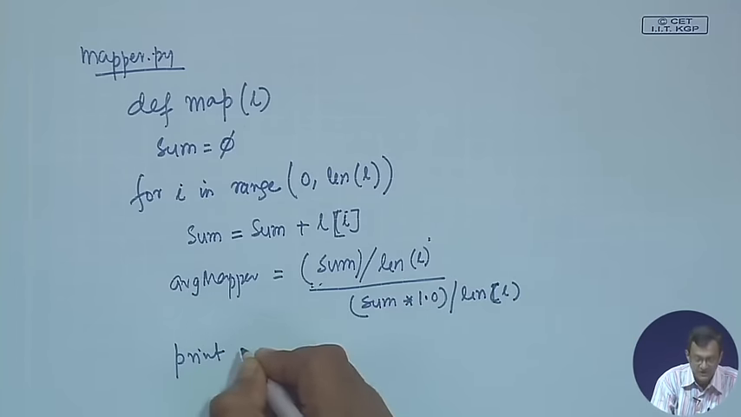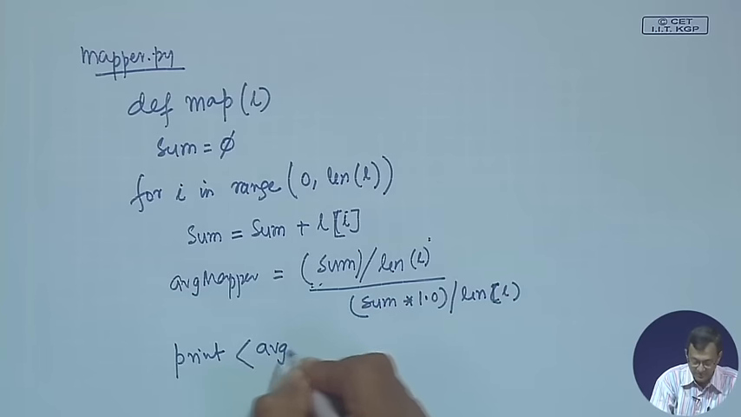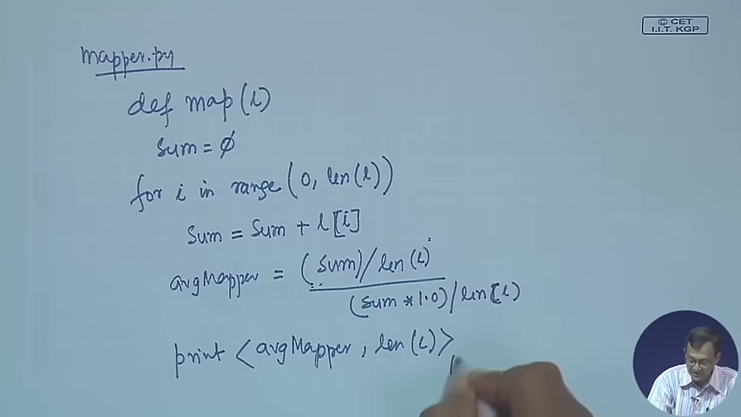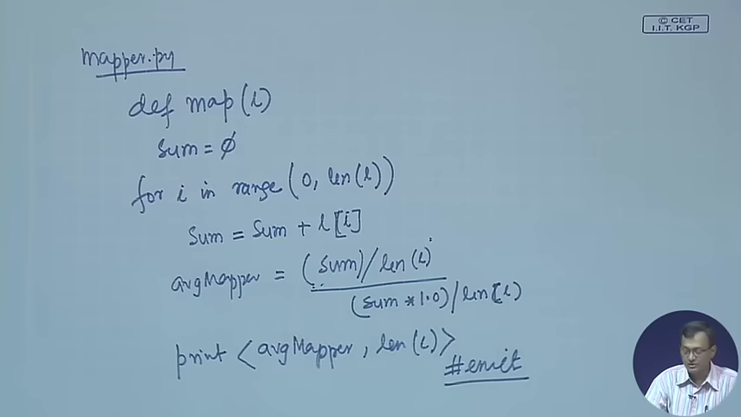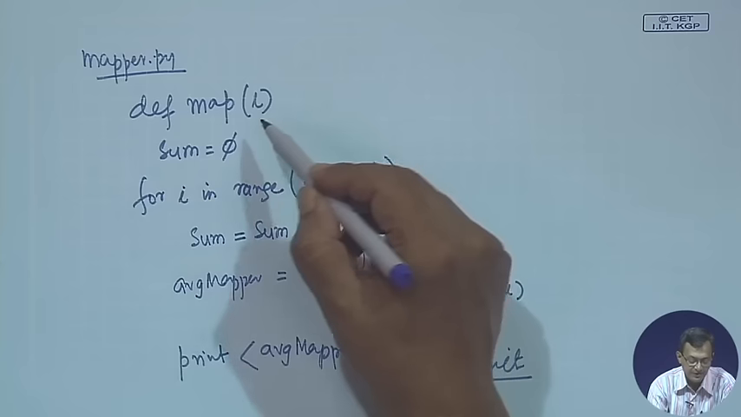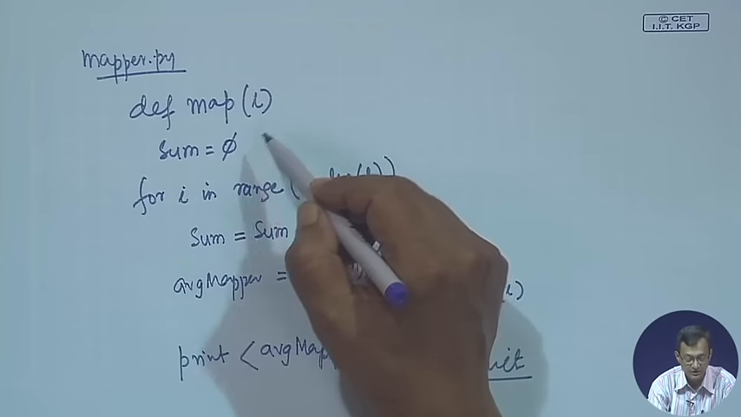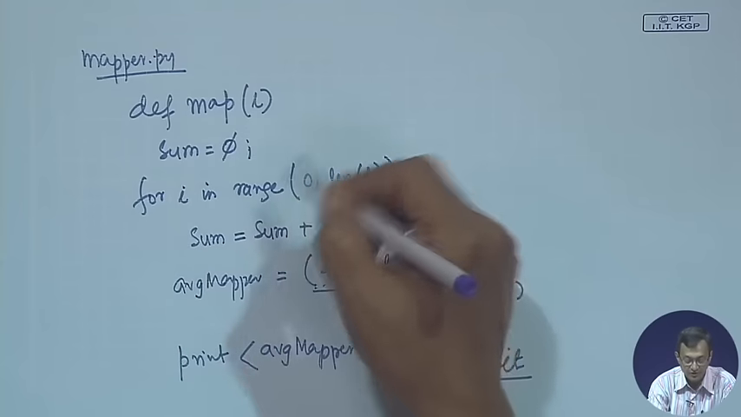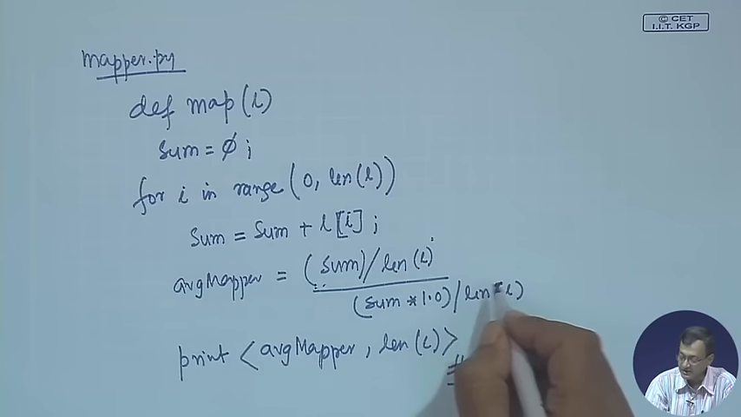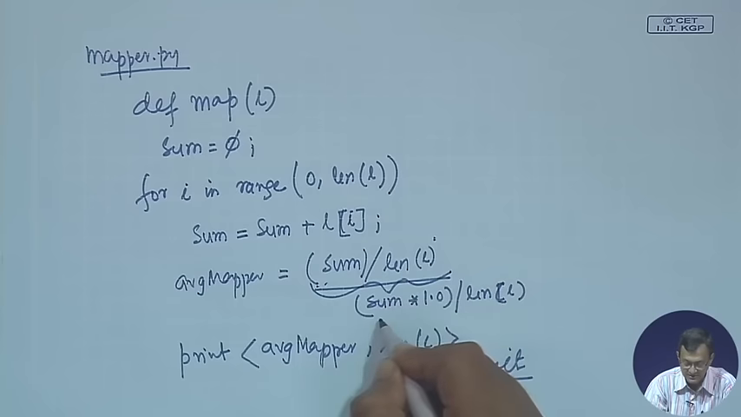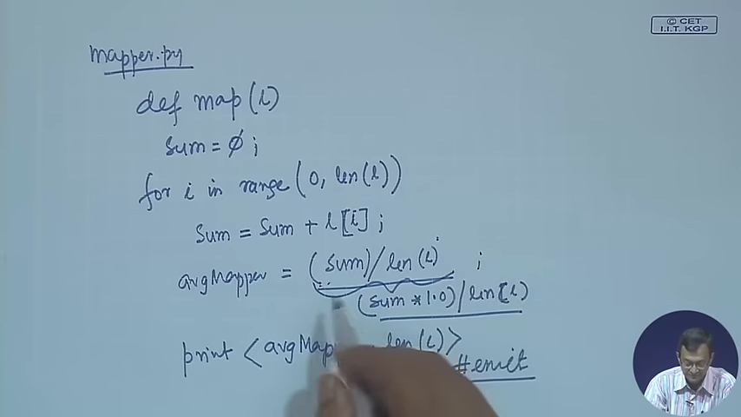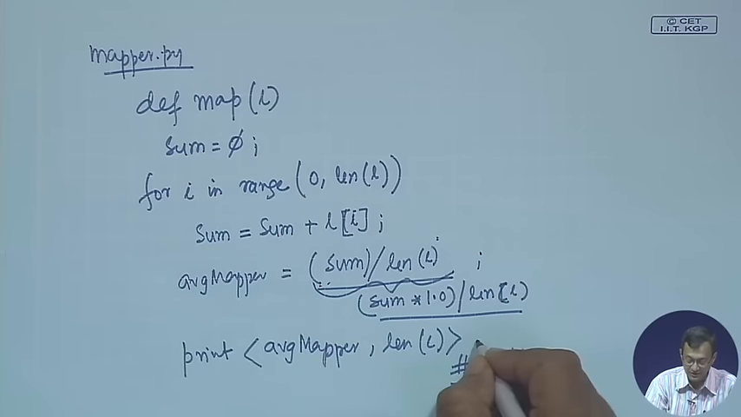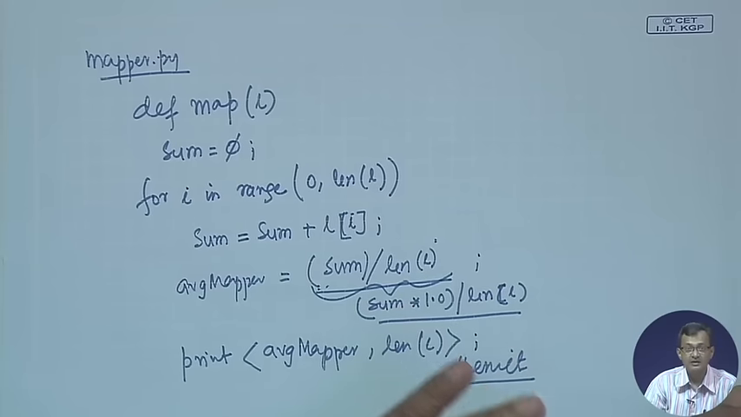Let us use the print function to output this to the local file system. The command may be different if you are using a different programming paradigm. So the mapper emits the average and length, which are stored in the local file system. For every mapper, we read the list of data assigned by the master node, initialize the sum, loop over it calculating the sum, and make the average out of it using float division. Then it dumps that value into the local file system, which the reducer will read. So this is the mapper portion.